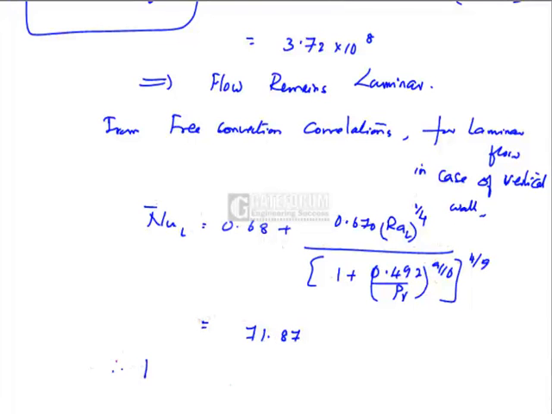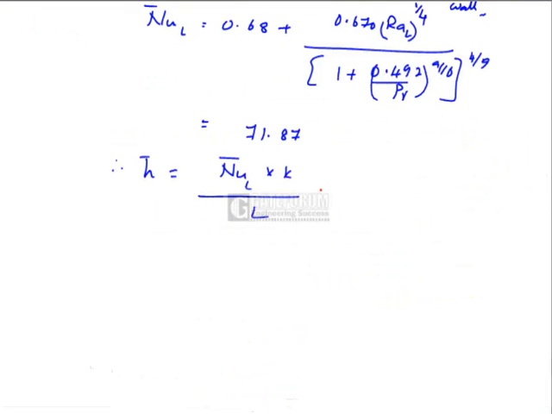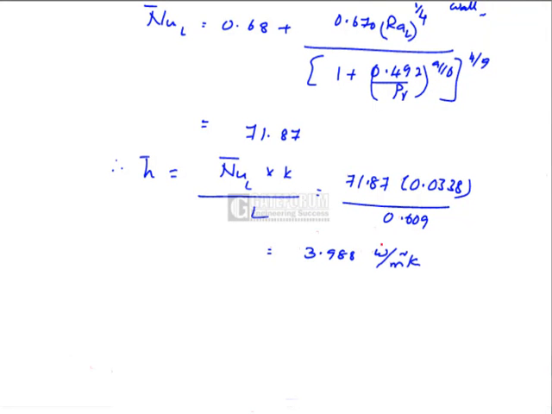Therefore, average convection heat transfer coefficient is given as Nu_L average into K divided by L. It is 71.87 into thermal conductivity 0.0338 divided by 0.609. It comes to 3.988 watts per meter square Kelvin. This is well in the range. Usually in the case of free convection in air or gases, the h values will fall between 3 to 25.